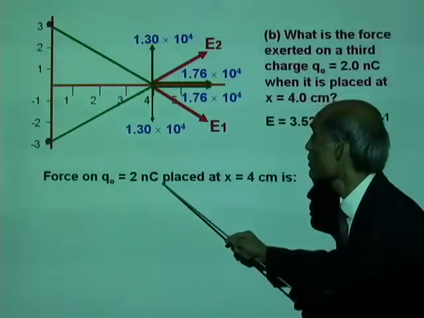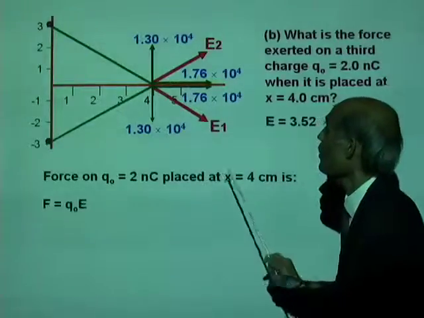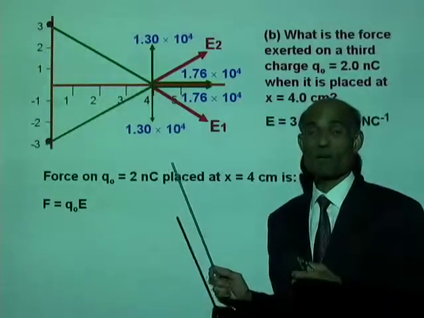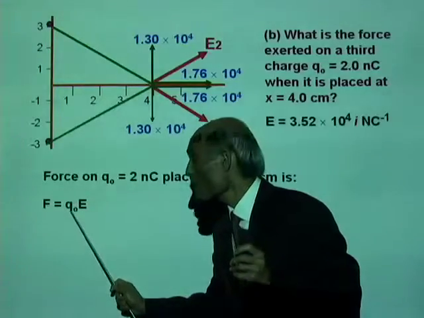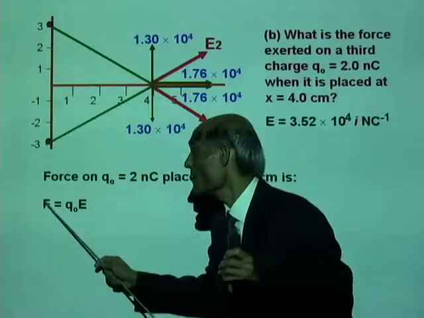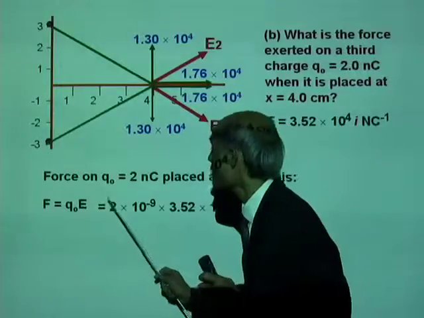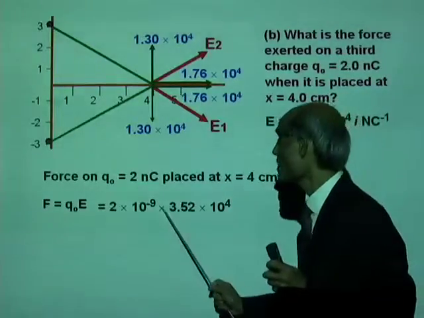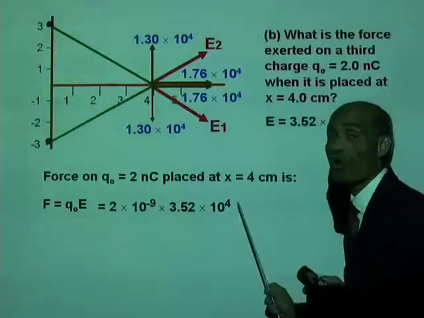Force on Q0 equal to 2 nanocoulomb placed at x equal to 4 will be F equal to Q0 times E. I hope that concept is now very clear. When you place a charge in a field, it will experience a force given by F equal to Q0 times E. And now Q0 is 2 nanocoulombs, 2 times 10 to the negative 9 coulombs, and the electric field is 3.52 times 10 to the 4 i.